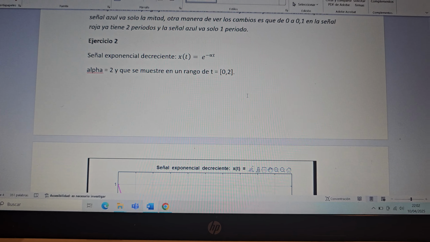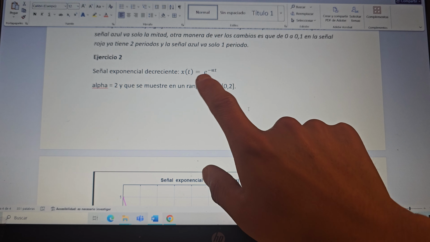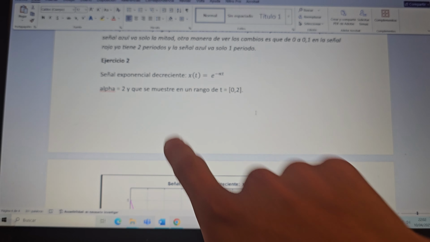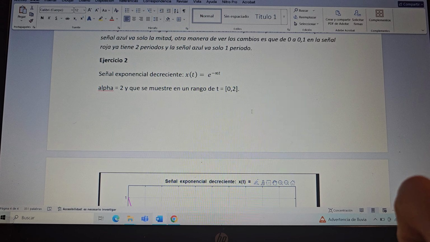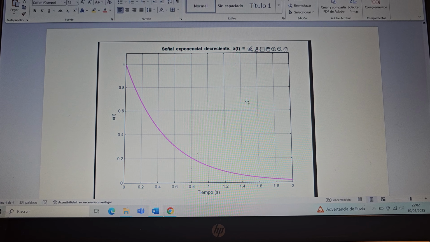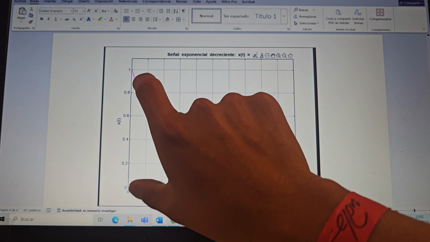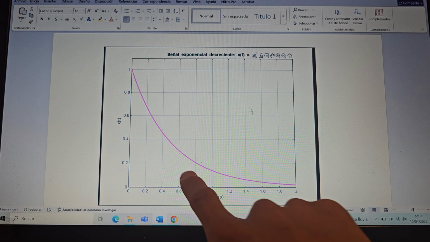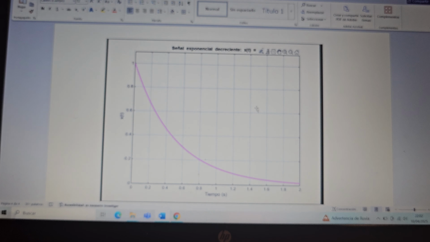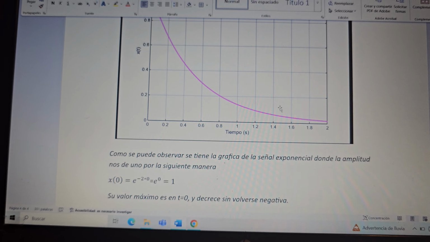Exercise 2 was an exponential decay signal, because we have the negative exponent, and alpha is going to be 2, and it's going to move in a range from 0 to 2. The graphic is here. It's going to have an amplitude from 0 to 1, and it's going to decay until infinity. The range was from 0 to 2, and that's the graphic.